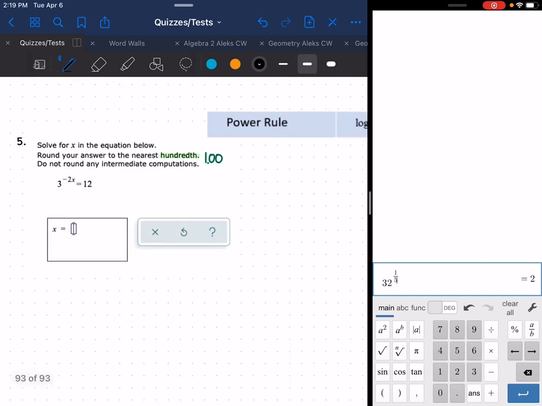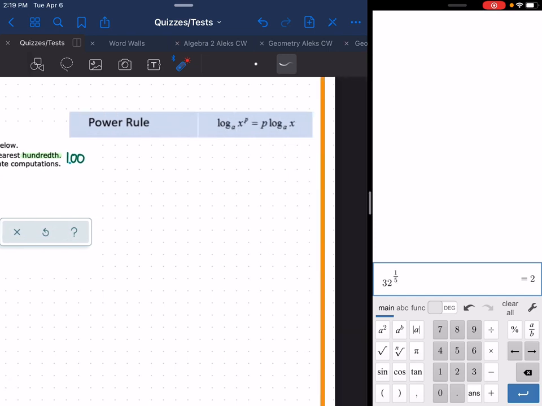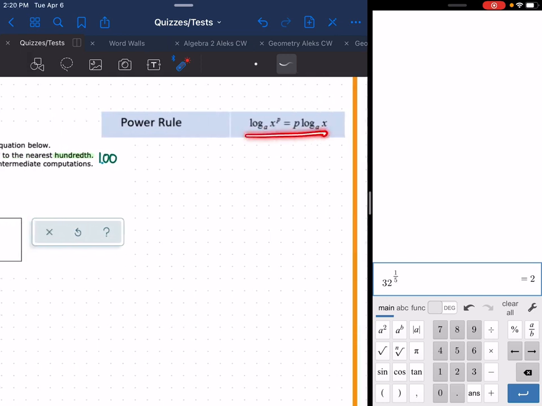All right, our fifth and final question is asking us to solve the equation below. It is going to ask us to round to the nearest hundredth, which remember is 2 decimal places. So there's my 100, there's my decimal, 1, 2 numbers after it. Whenever I see a number raised to a power and the power has x, I can use the power rule right here to help me solve. So that's exactly what I'm going to do. I'm going to go ahead and take my problem.